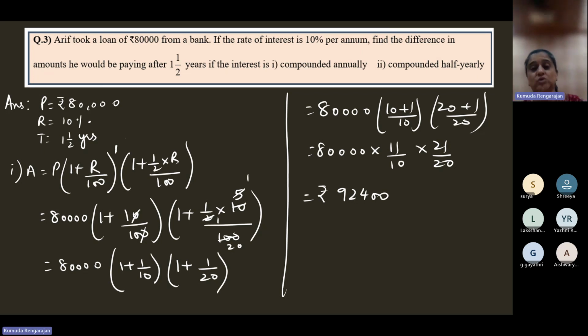Now for the second one, you should use that special formula. Half yearly: P into (1 plus R by 2 into 100), the whole power 2n. Do that. And then you should find the difference in the amounts.